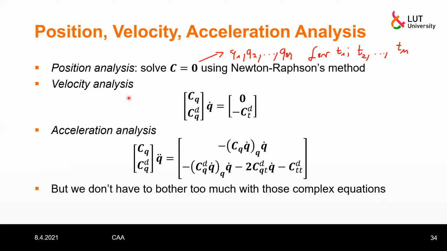Next, there is velocity analysis. If you take a look directly, you can notice that velocity analysis doesn't require the solution of nonlinear equations, because this is a linear problem. Simply, this is our Jacobian matrix times velocities is equal to something. This something is equal to minus the constraint equation derivative with respect to time explicitly.